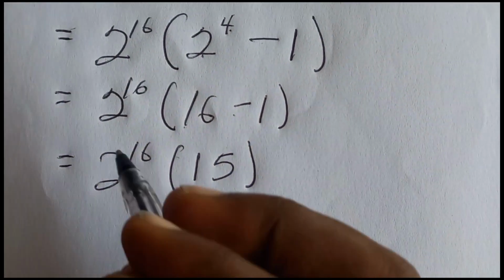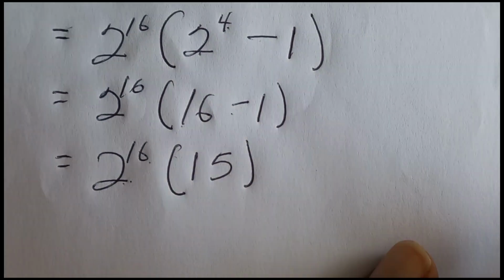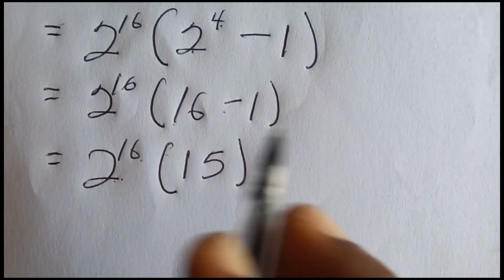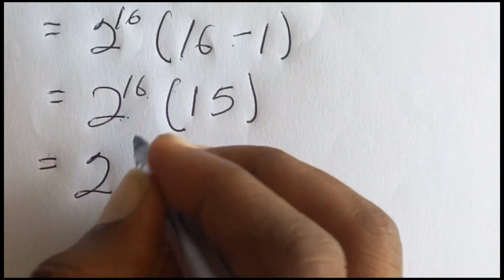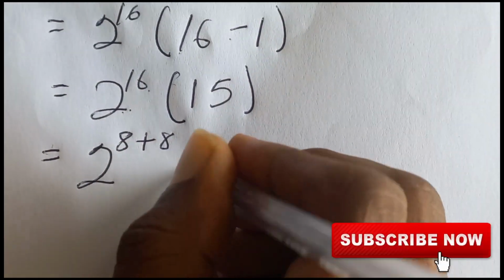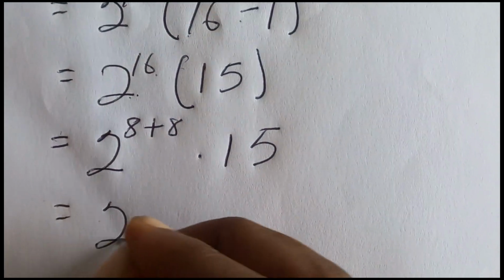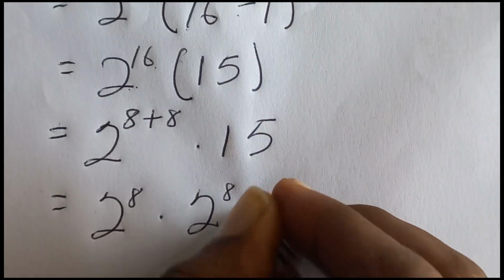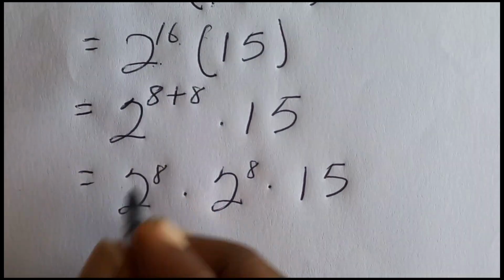Now, this 2 exponent 16 is huge to multiply. Some of us can't do it straight away. So we can also break it down: you can write it as 2 exponent 8 plus 8, multiplied by 15. So we are going to get 2 exponent 8 multiplied by 2 exponent 8 multiplied by 15.